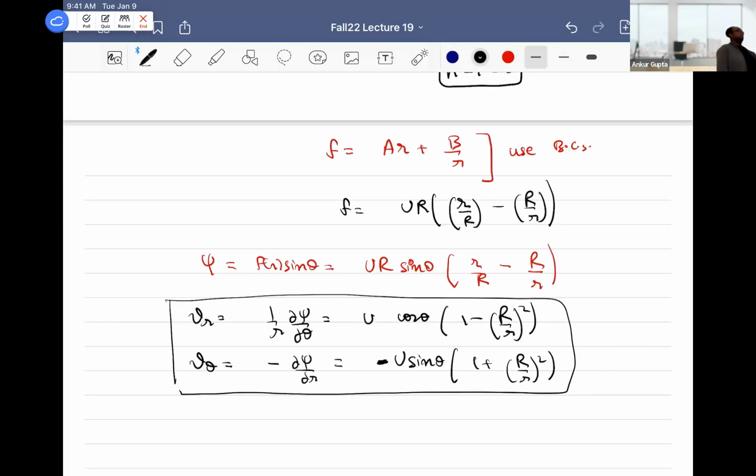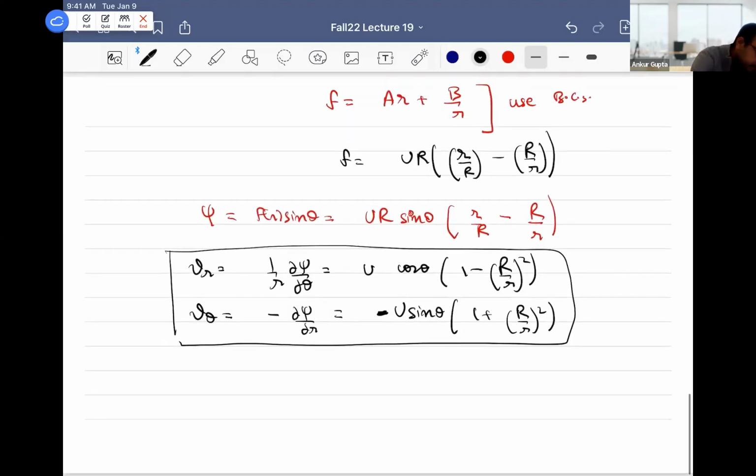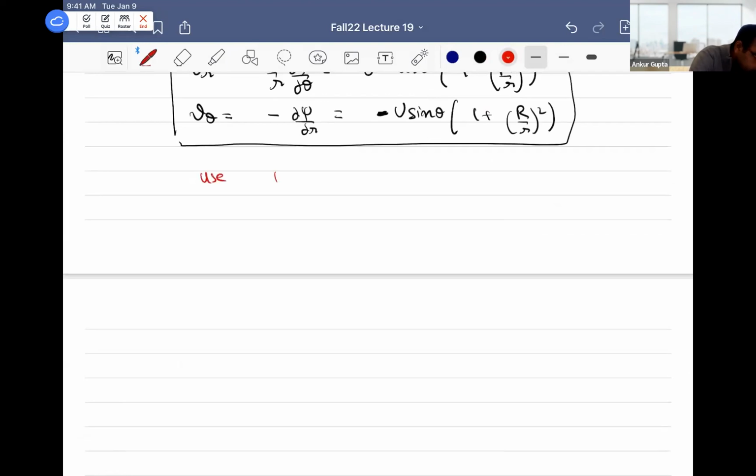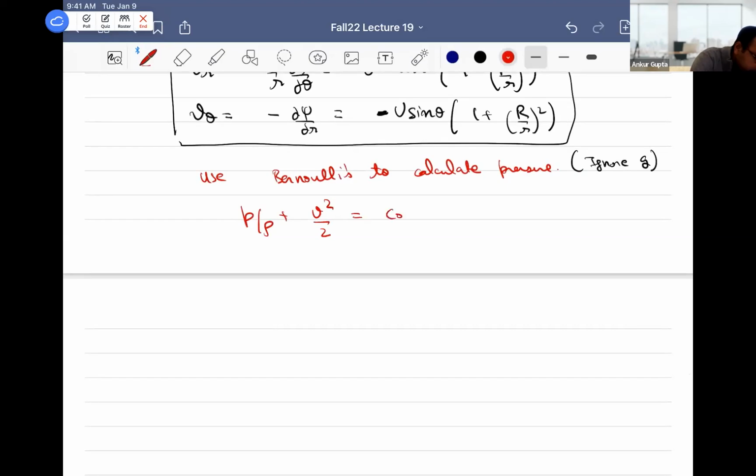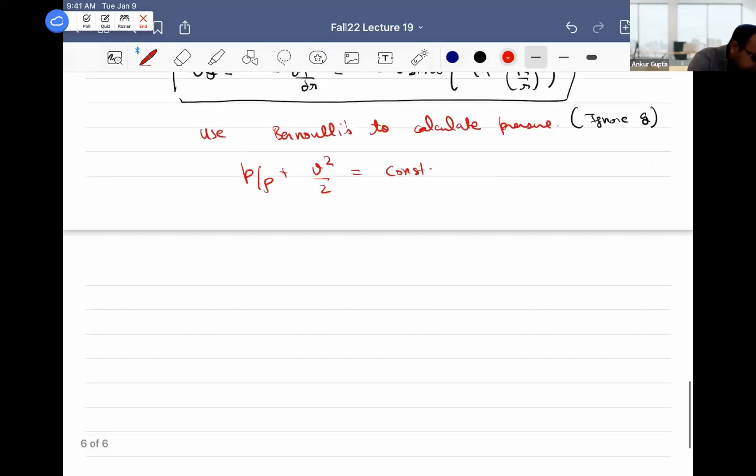Okay, so you get V r and V theta. And now once you have V r and V theta, what's the second step? Is to use Bernoulli's to calculate pressure. Okay, so use Bernoulli's to calculate pressure. And ignore gravity, so we are not working with gravity. So our equation is P by rho plus V square by 2 is equal to a constant, right? So I will write this P by rho plus V square by 2 at r going to infinity. And then I'll write P by rho plus V square by 2 at r going to the surface. You don't have to do this, but I'm doing it only at the surface.